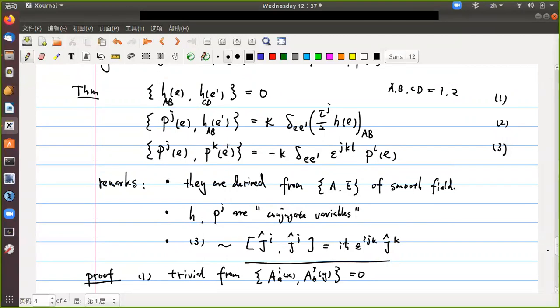Okay, so next time I will prove two. Three will be your homework, but the homework is for next time. So next time I'm going to calculate equation number two. All right, so I think that's all for today.